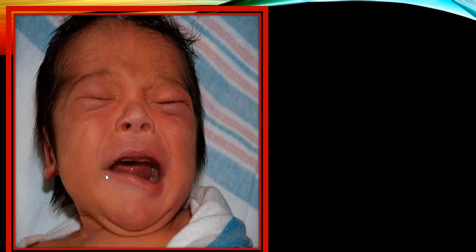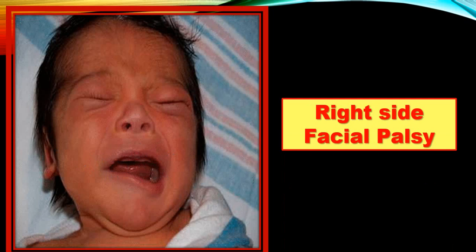This is a right side facial palsy, because as you know, the face will be deviated to the normal side. So the problem here is in the right side. Facial nerve palsy.